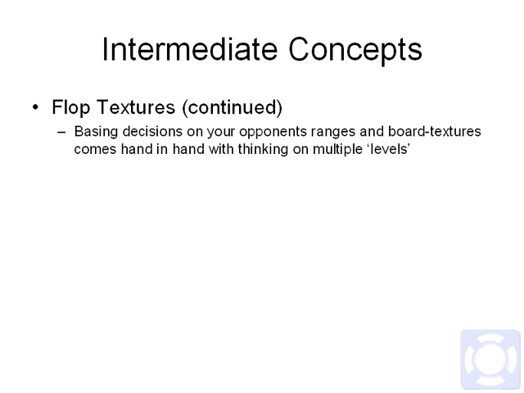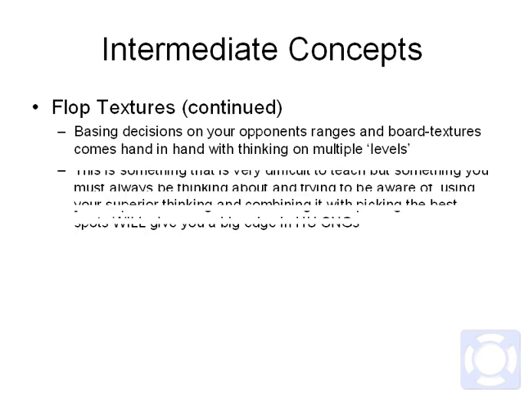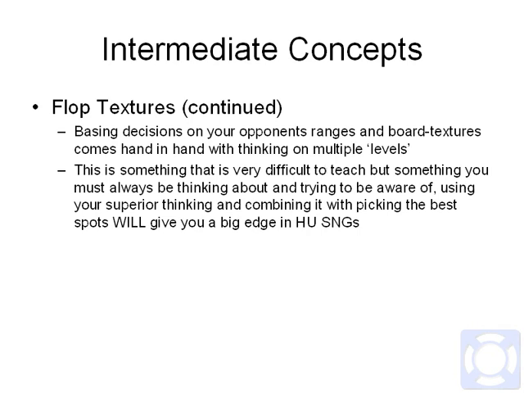Now, basing your decisions on your opponent's ranges and board textures comes hand in hand with thinking on multiple levels. It's something that is very difficult to teach, but something you must always think about and always try to be aware of. By using your superior thinking and combining it with picking the best possible spots, this will give you a huge edge in heads-up sit-and-goes. Especially as you're moving up to the higher limits, this becomes very, very important.